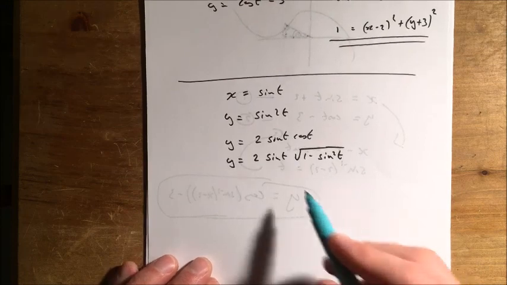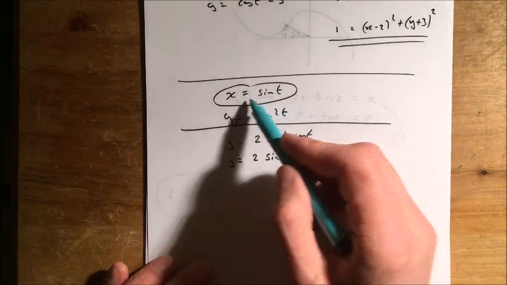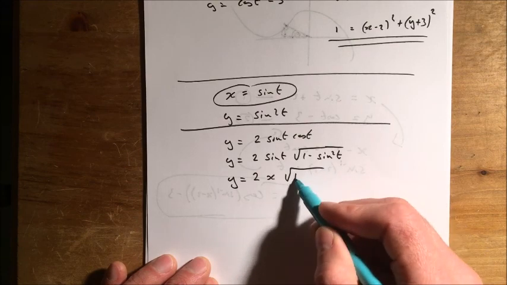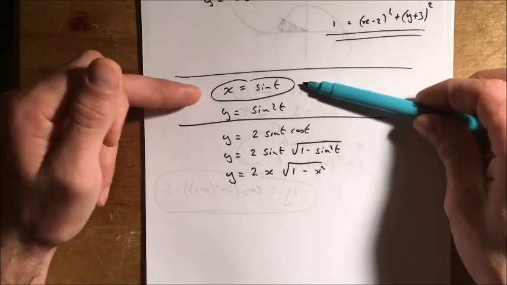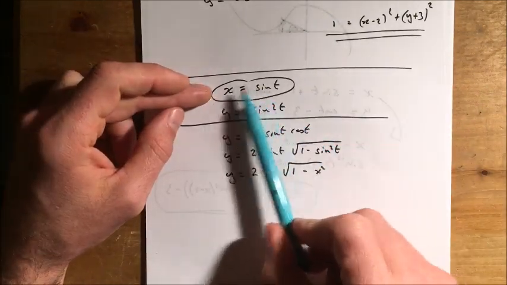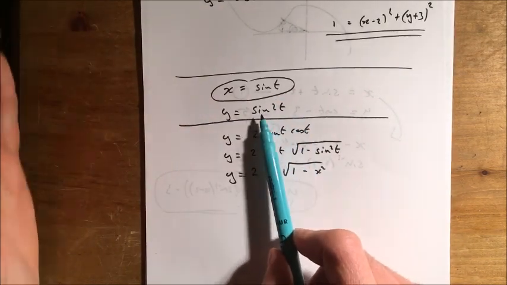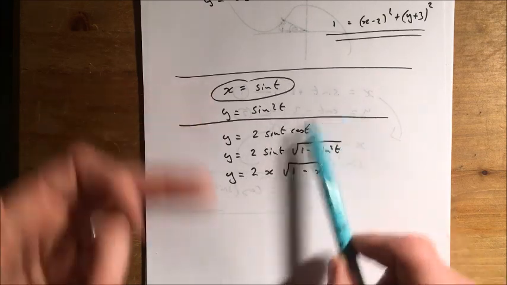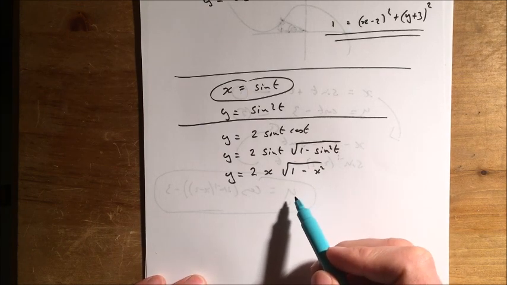Okay? Now the reason that this is useful is because I know that x equals sine t. So I get 2 times x square root of 1 minus x squared. Okay? So in other words, the technique in general is, if you've got x equals sine t or x equals cos t, then take y and rearrange it so that you've just got it in terms of sine t. So it's some function of sine t, and then replace the sine t with the x. Now that technique seems to come up quite a lot in the kind of questions the exam board like to ask. All right.